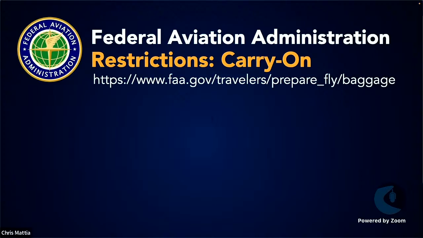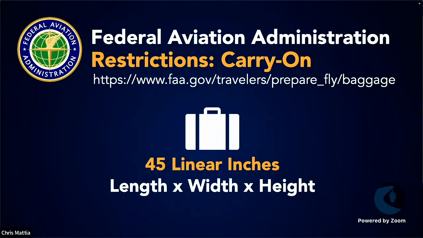I found a website. If you go to faa.gov/traveler/prepare_fly/baggage, you'll find that the FAA has a specific restriction on carry-on size, and that's 45 linear inches. You calculate that by measuring the length, width, and height of your bag and adding those numbers together. They need to come to 45 or less in order for your carry-on to come on.